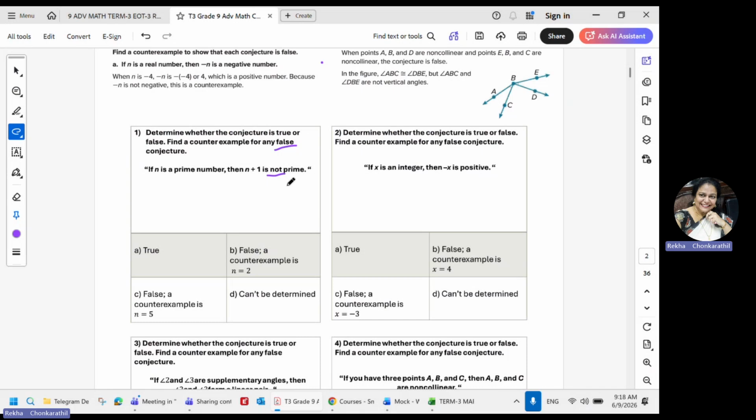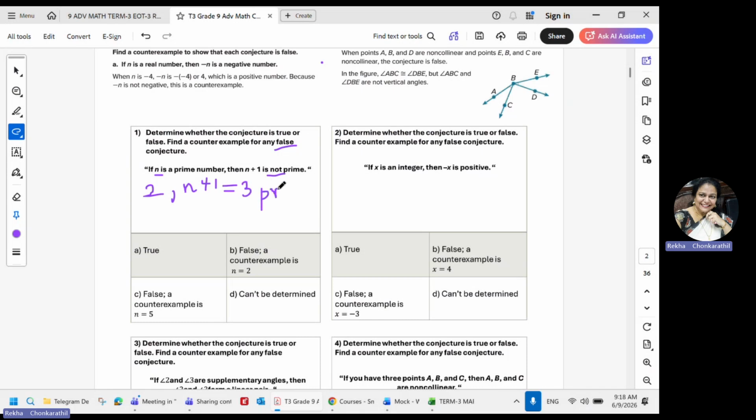So let's see the truthfulness of the statement. Do you think the statement is true? Is there any number that you can prove the statement is false? For example, you have to take n, which is a prime number. Let me try with the prime number 2. So if n is equal to 2, then n plus 1 will be 2 plus 1, which is 3. And you all know that 3 is also a prime number.